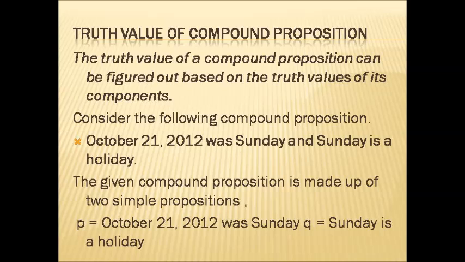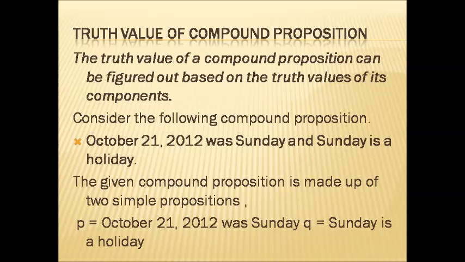For example: October 21st, 2012 was Sunday, and Sunday is a holiday. This is a compound proposition consisting of two propositions. October 21st, 2012 was Sunday is one proposition, and another proposition is Sunday is a holiday. So we can say that this is a compound proposition.